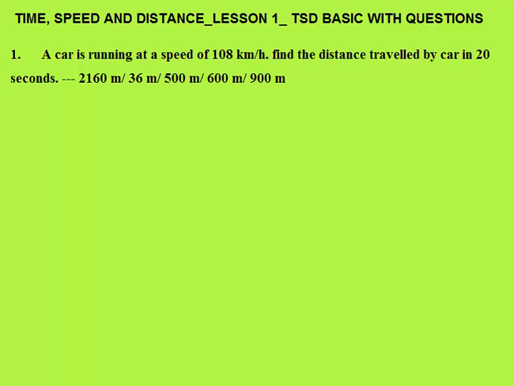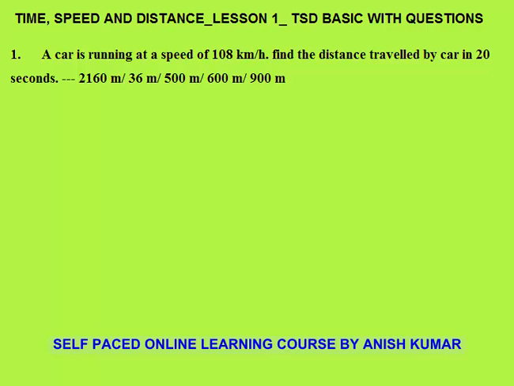First question: a car is running at a speed of 108 km per hour. Find the distance traveled by the car in 20 seconds. Now you can see that speed is given in kilometer per hour, time is given in seconds, and the answer is in meters. So speed is 108 km per hour, and I will convert this speed into meter per second. I know that 1 kilometer per hour is equal to 5/18 meter per second. So my speed would be 108 × 5/18 = 30 meter per second.